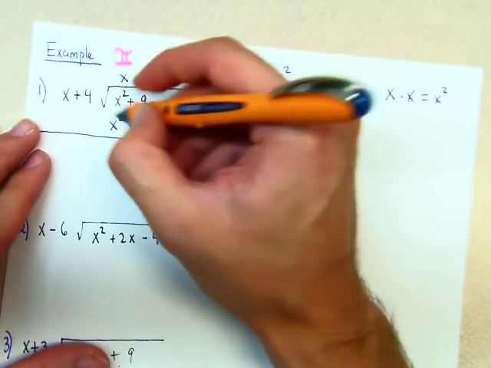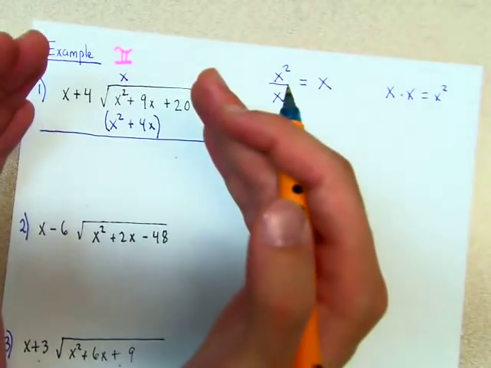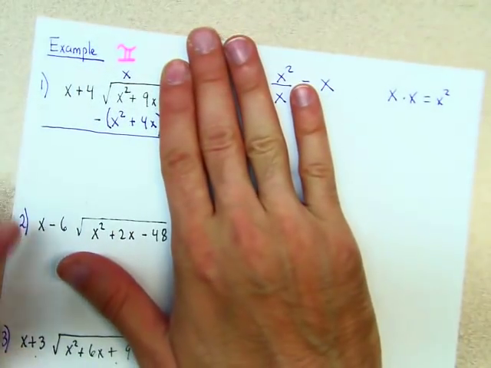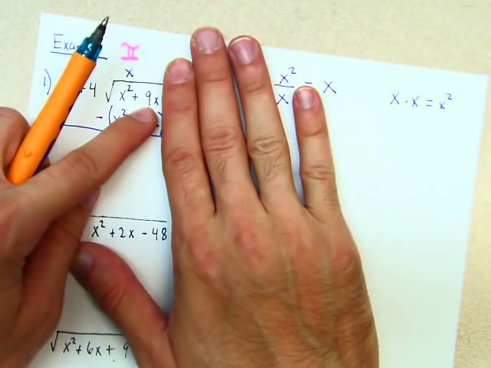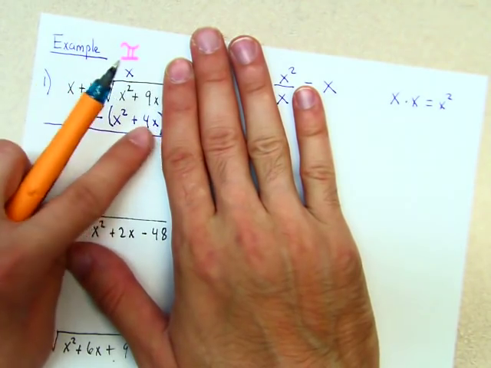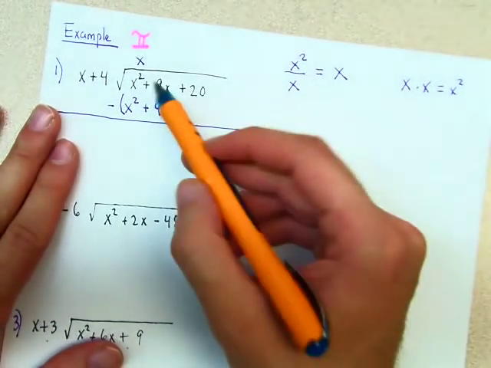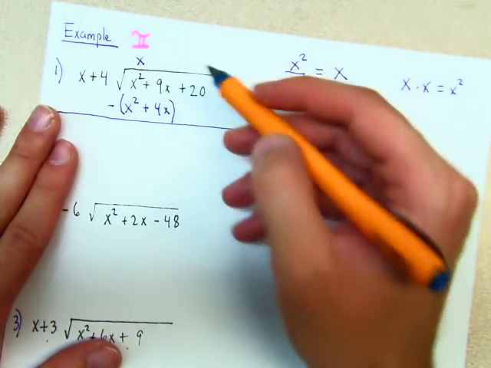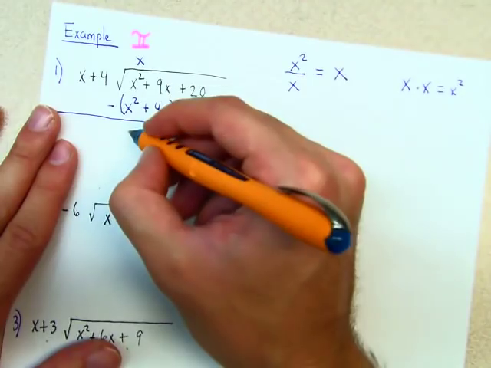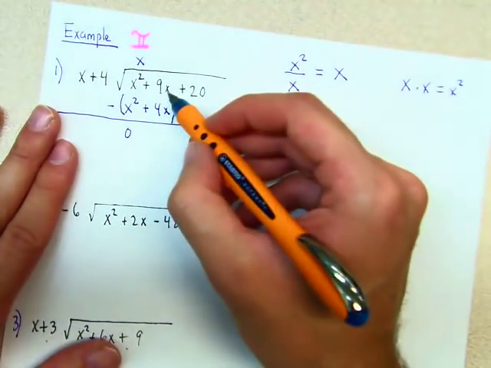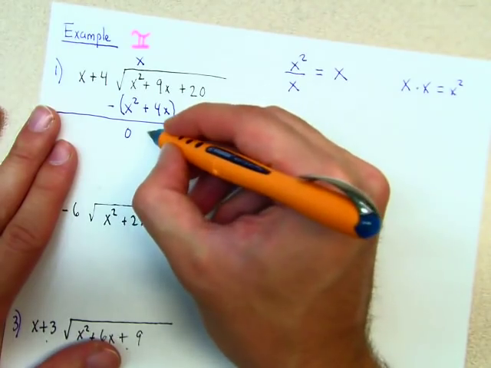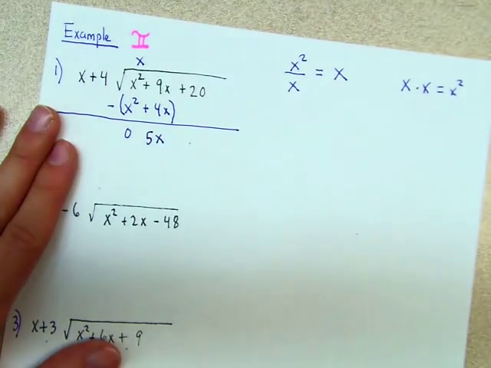You're going to take the whole thing, put parentheses on it, and subtract. You're going to take this x squared plus 9x minus this. Okay? So what is x squared minus x squared? That is 0. Okay? What is positive 9x minus 4x? That is 5x.